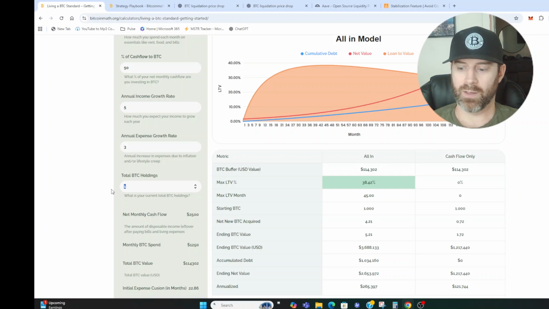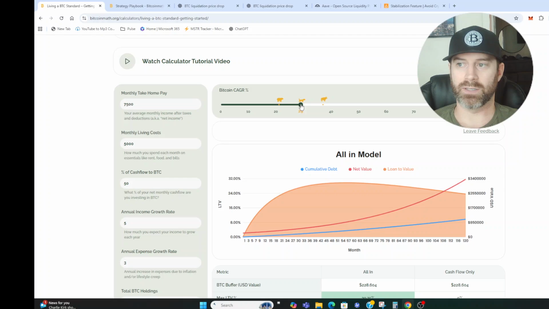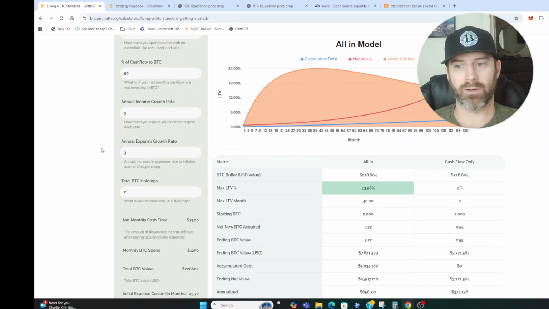The other thing that I would encourage you to do is play around with how much Bitcoin you have. So if you've got 1 Bitcoin or you've got 2 Bitcoin or whatever that is, right, you can come in here and toy around with this and see, well, how does it impact all these numbers depending on how much Bitcoin I bring to this scenario, right?